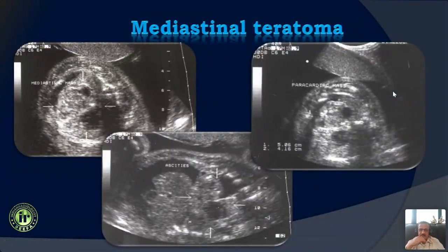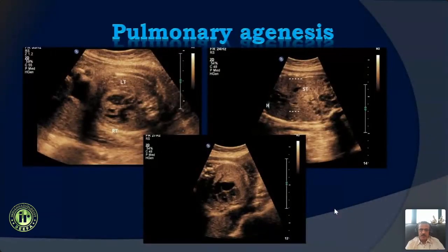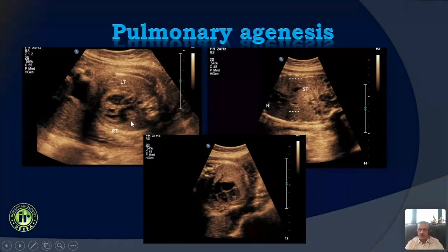Then we can have mediastinal teratomas. This is one of our very old cases. There was a large mediastinal teratoma. We can see a lot of calcification, and of course, when the pregnancy presented to us, there was already a hydrops there. So another thing is, when you see that the mediastinum is shifted, but you do not see any mass as such, and you do not see any intrinsic cardiac anomaly, then we need to think of pulmonary agenesis or a lung hypoplasia.